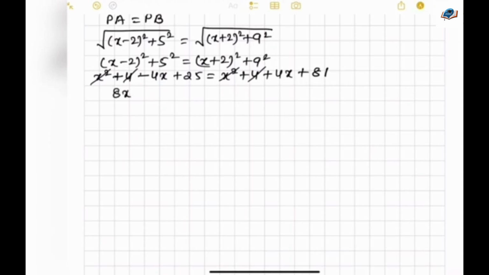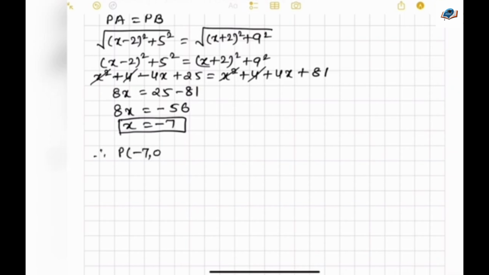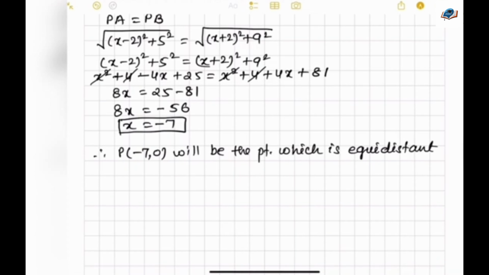So I can say 8x will be equal to 25 minus 81. So 8x equal to minus 56. So x equal to minus 7. Therefore, P (minus 7, 0) will be the point which is equidistant from the given points.